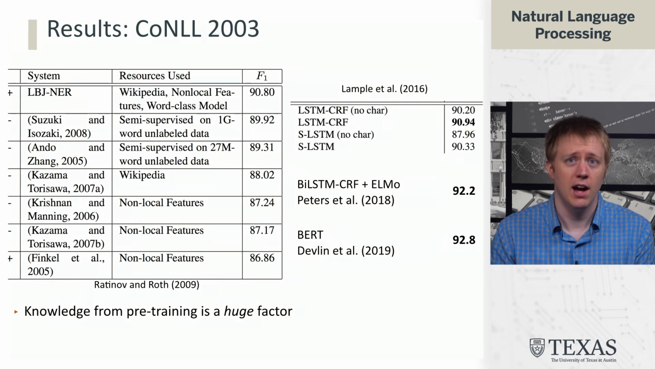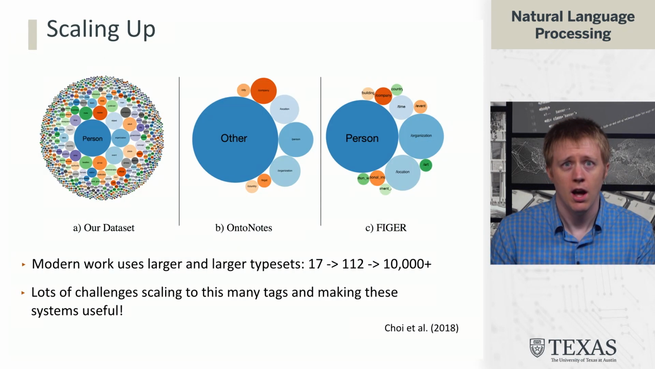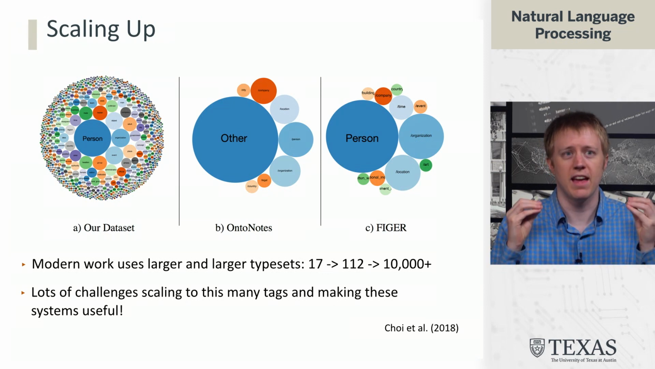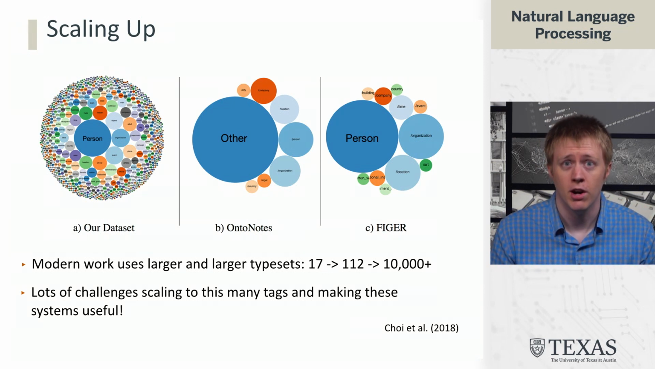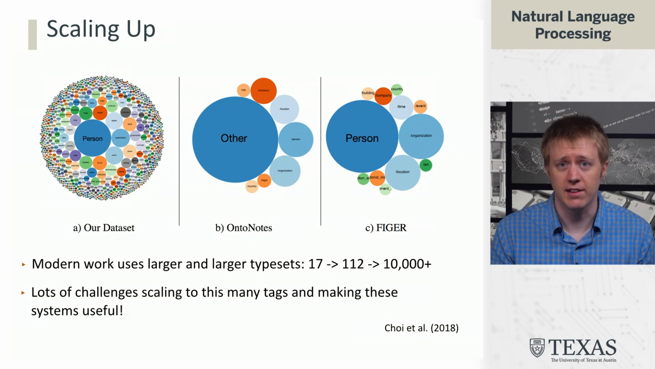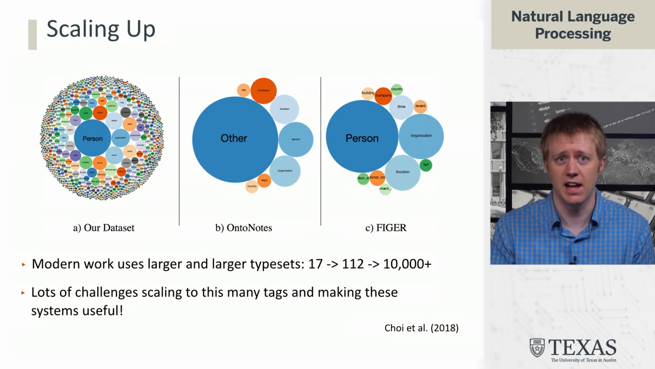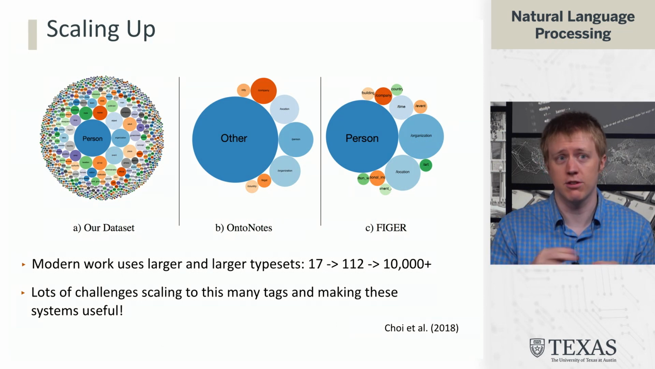People aren't really working on this kind of NER task so much anymore. The main focus now is scaling up. This is a figure taken from Eunsol Choi's work, where she and her co-authors looked at creating a type set with 10,000 types in it. There's been a trend over the last decade to go from this 4-class task to 17 classes to 112 classes, now to 10,000 classes. And so obviously accuracies are much lower.